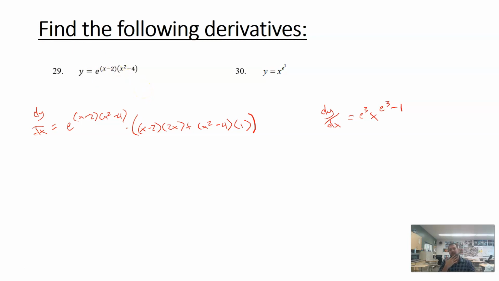Lastly, on number 30, what we have to realize is e to the third, even though it looks like an e function, e to the third is just a number. So when I take the derivative of x to the e to the third, I bring the e to the third down in front, just like I would with any constant number. Then I just subtract 1 from that number to find out what my new exponent is going to be.